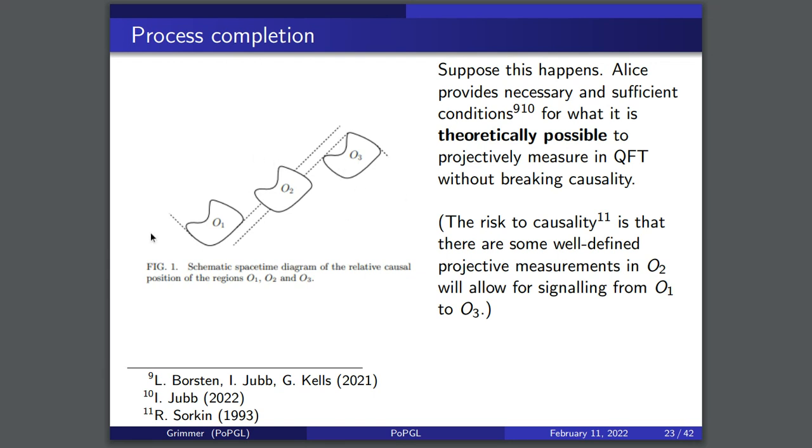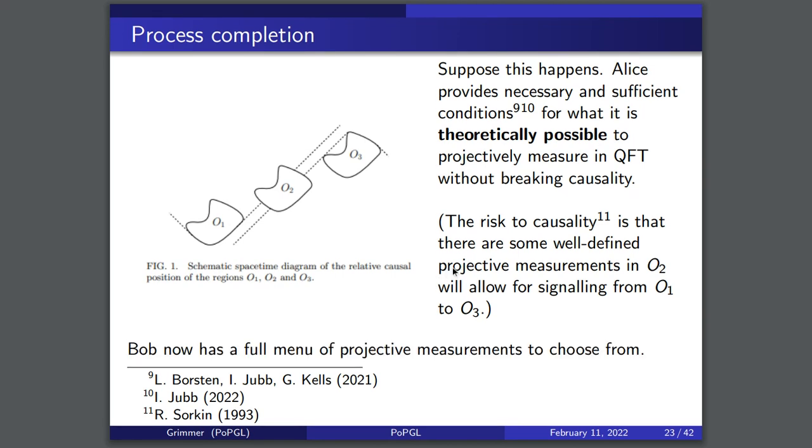Right? So there are these impossible measurements. That's the title of the Sorkin paper. There are these impossible measurements in QFT which we have to somehow avoid. And so suppose she gives necessary and sufficient conditions for all of the projective operators which don't do this, which don't break causality in this way. That's what these papers 9 and 10 do. So, as this conversation goes on, Bob now has his full menu of projective measurements which he can choose from. Okay? Alice has done all the work.